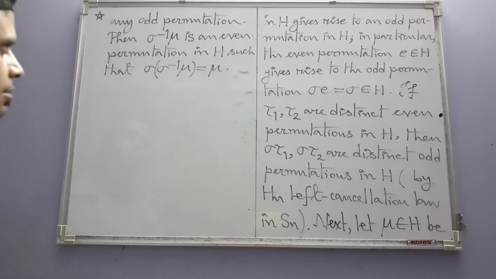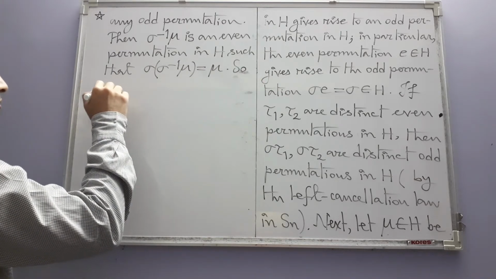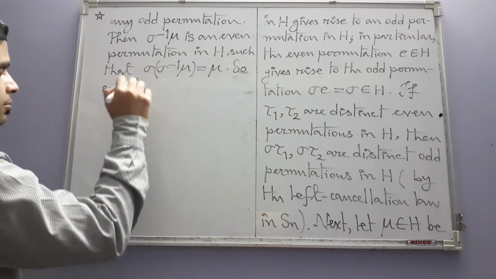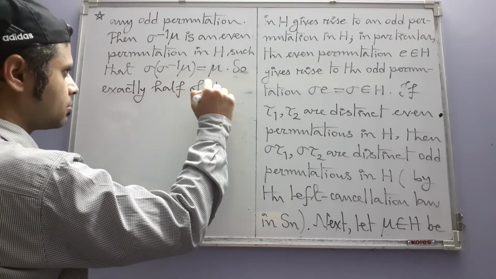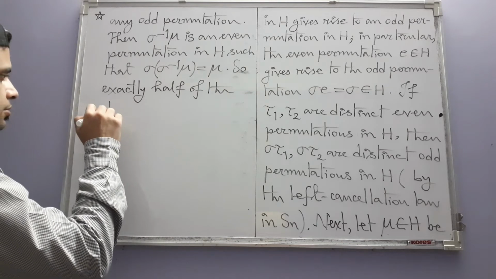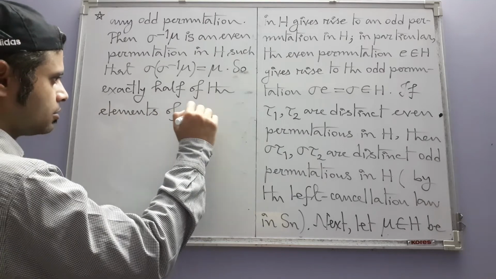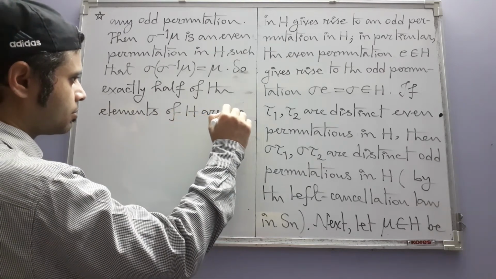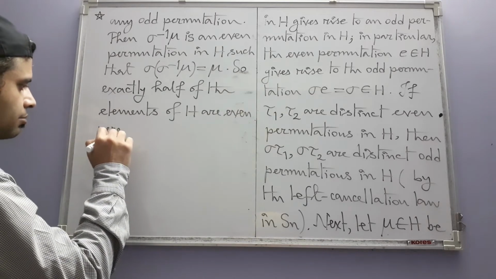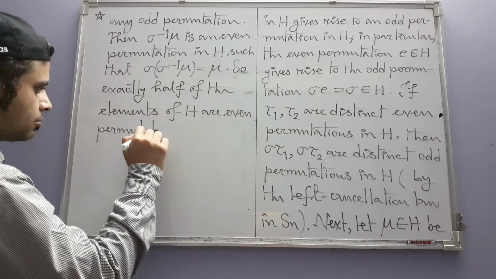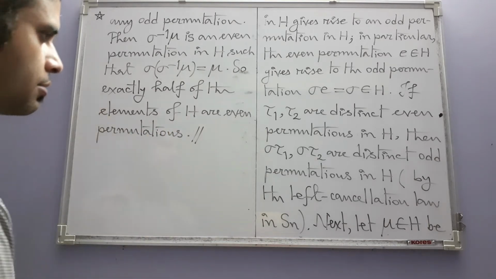So we just simply write, exactly half of the elements of H are even, or let's just write permutations also. And this completes the solution.